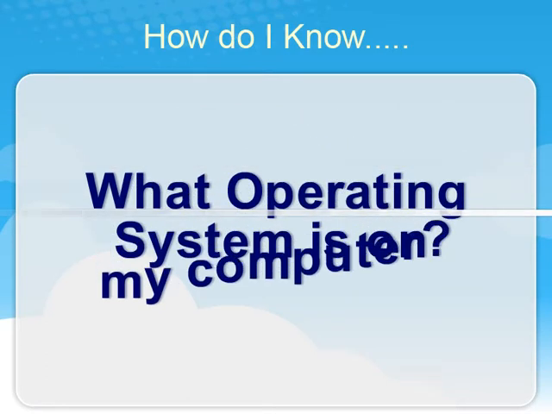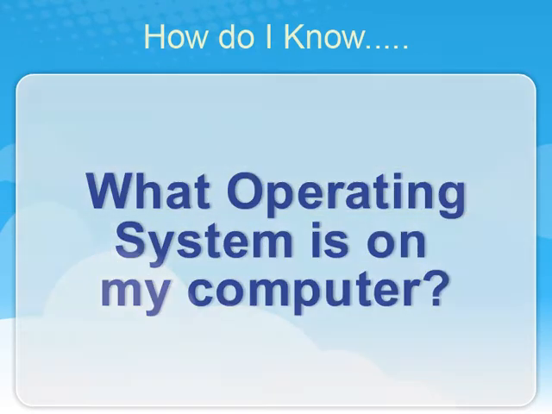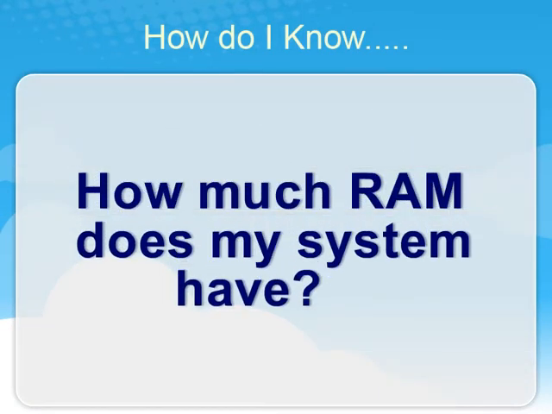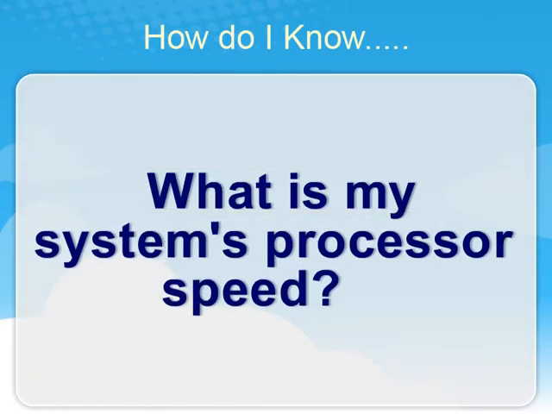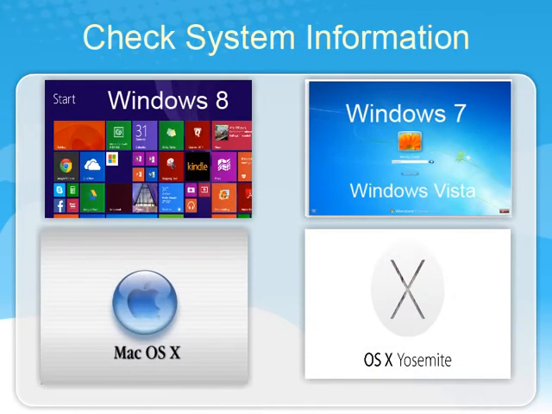By now I'm sure you are wondering what operating system is on your computer. How do I check how much RAM my system has? Each system is a little different. And what is my system's processor speed? To answer these questions, we will discuss how to check your system information. To access your system information, click on the image for your computer. For a Windows-based system, click on the home screen that looks the most like the one on your system. For a Mac computer, click on the Mac operating system or the Yosemite operating system image. Use the pause button as needed to work through the steps that are presented. Remember to record your system information on the Module 2 checklist.